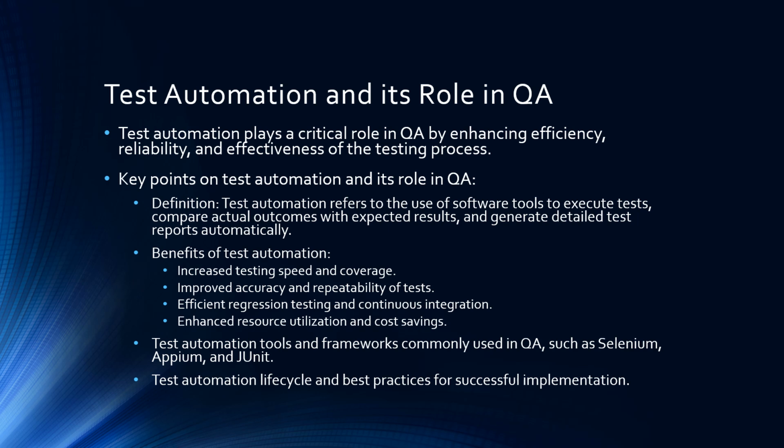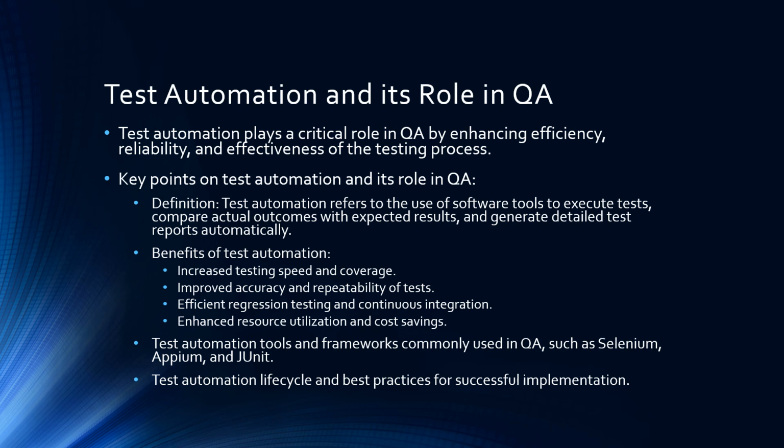Test automation's definition has evolved beyond simple script execution to encompass sophisticated frameworks and approaches. Google's test automation strategy, for example, includes unit tests, integration tests, and end-to-end tests that run automatically with each code change. The benefits of test automation are particularly evident in continuous integration environments. Facebook's automated testing infrastructure executes thousands of tests with each code change, providing rapid feedback to developers and maintaining quality standards.